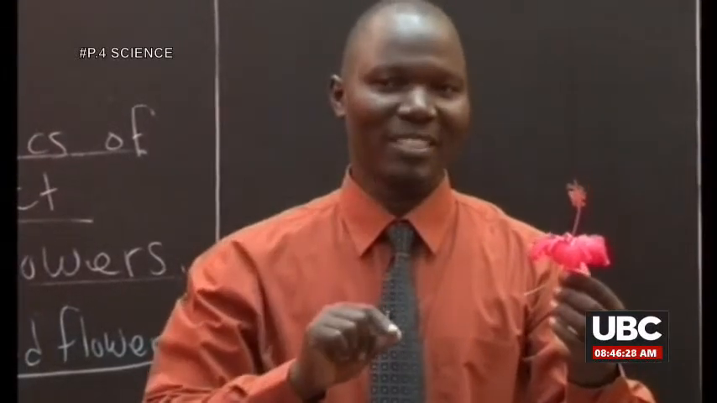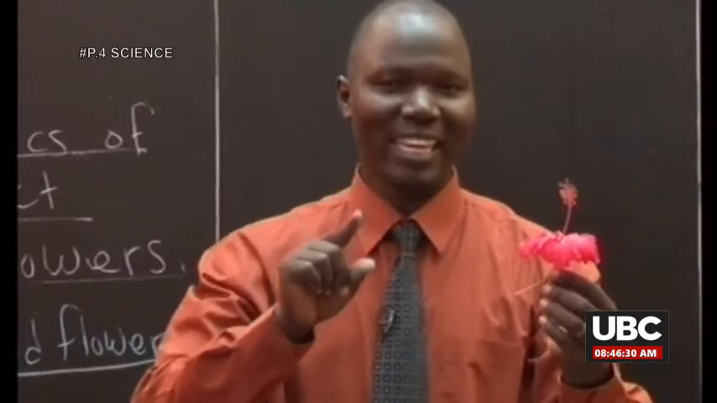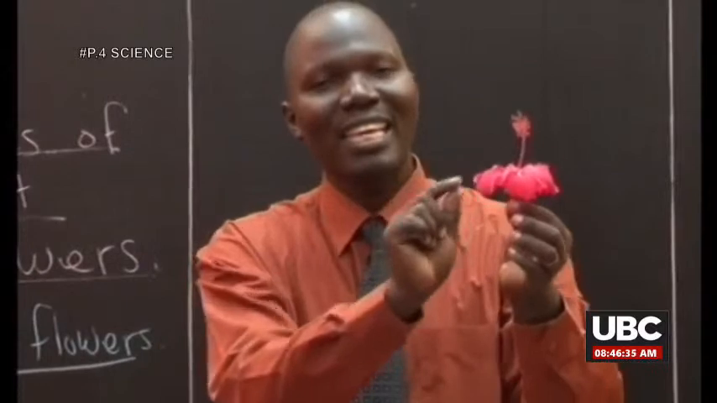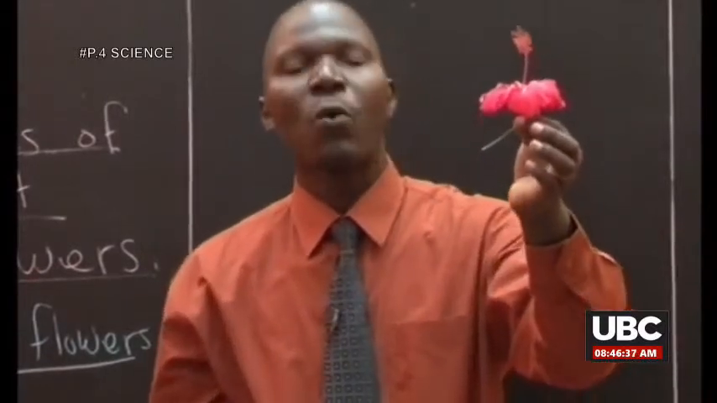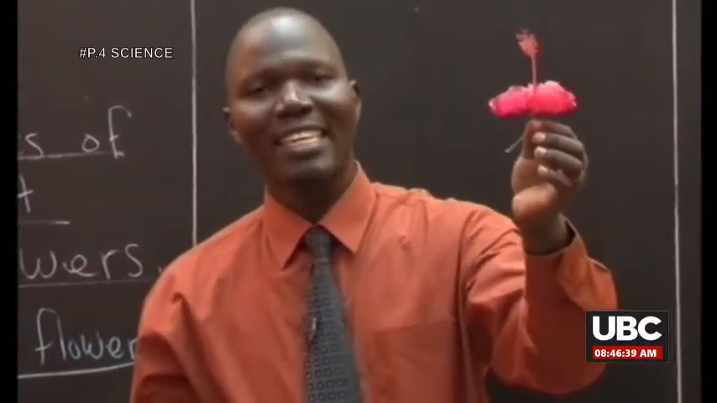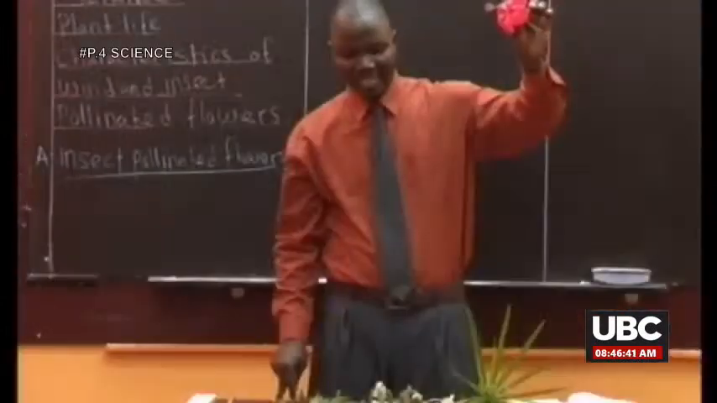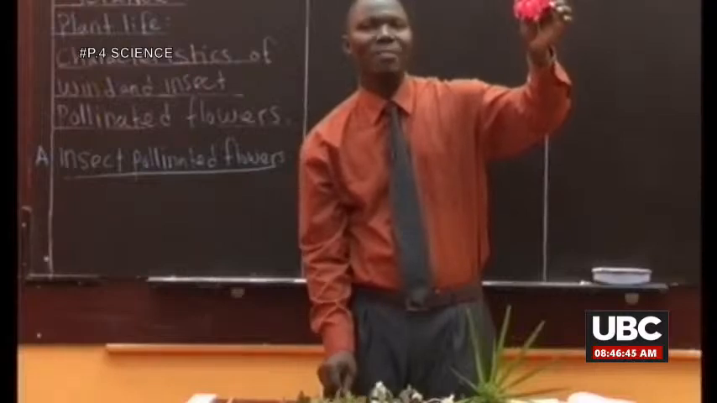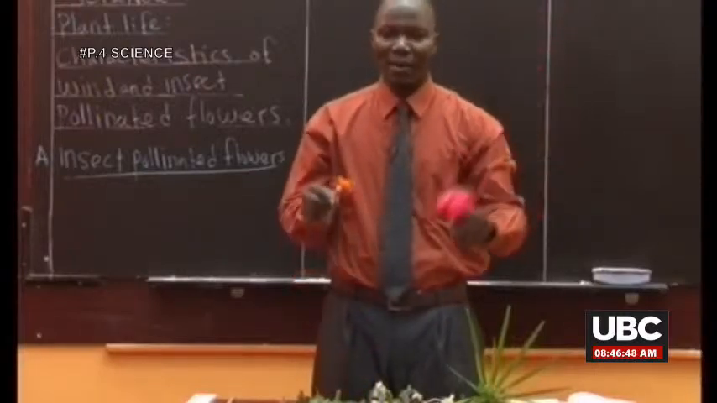I know you're thinking about it. I'm giving you a few seconds. Try talking to your friend. Why would you think a flower like this would be pollinated by insects? Look at it again, children. As I bring this one down, I bring another flower.